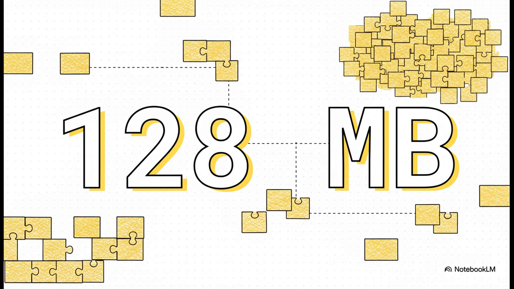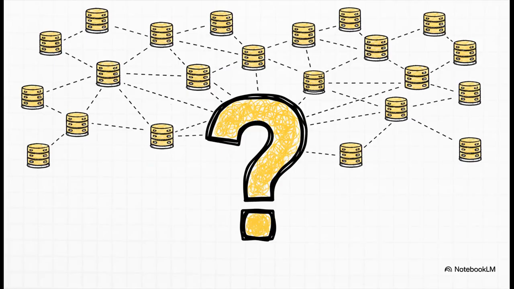Think of it like a giant box of Legos. Each block is a standard, 128 megabyte piece. And that uniformity makes it super simple for the system to figure out how many pieces a file needs and where to put them. So a huge petabyte scale file, it just becomes a massive collection of these identical little building blocks.